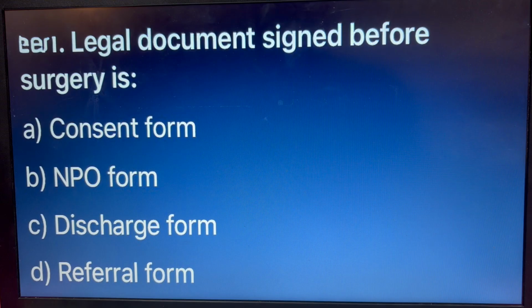Okay, the legal document signed before surgery is: consent form, NPO form, discharge form, or referral form.